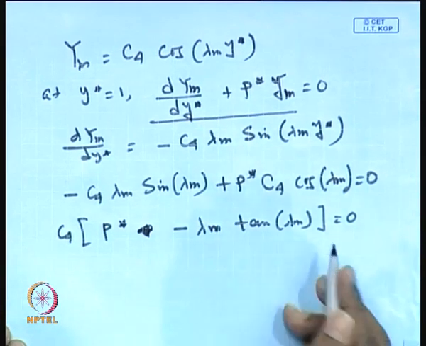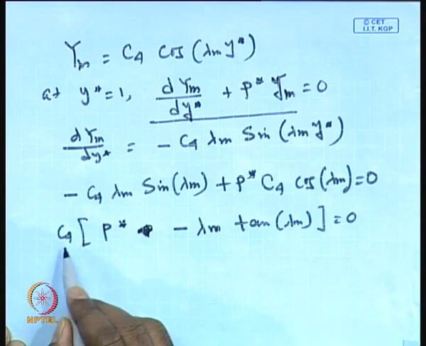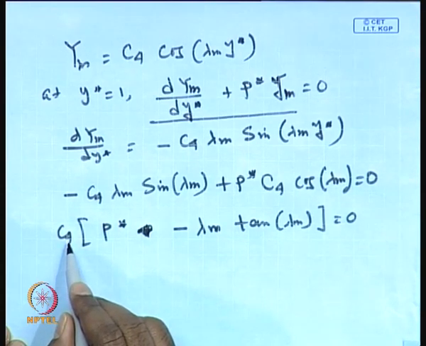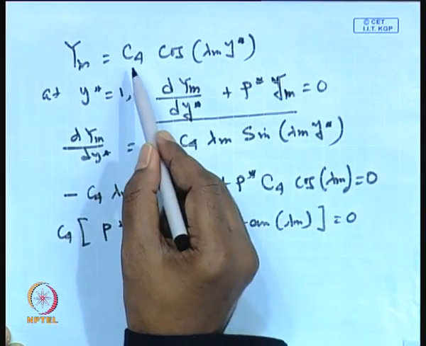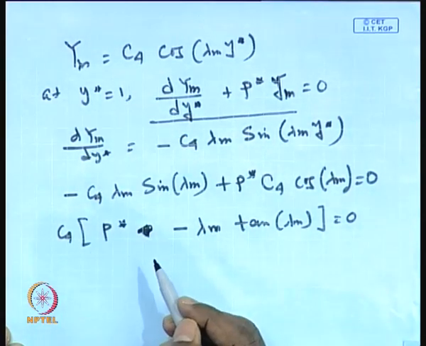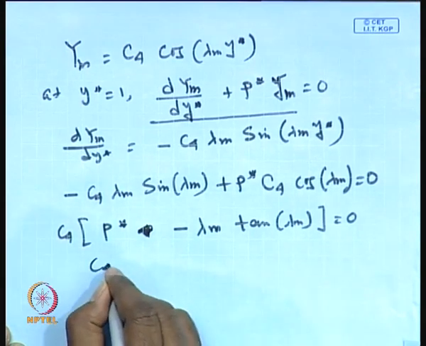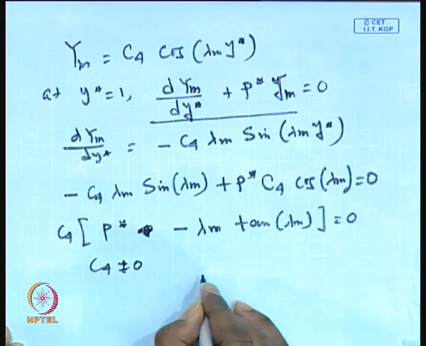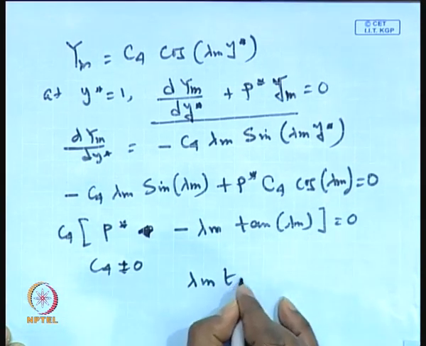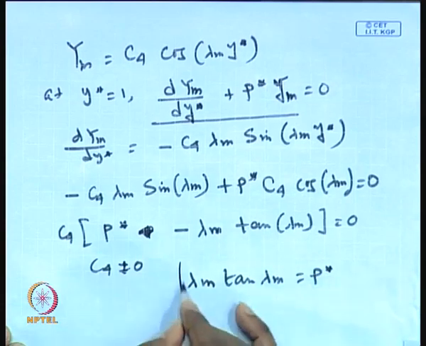I divide both sides by cosine lambda m. So, now there are two possibilities: either c 4 is equal to 0 or the whole term in the bracket will be equal to 0. If c 4 is equal to 0, you will be getting y m equal to 0. That means you are going to get a trivial solution, but you are not looking for it. So, c 4 cannot be equal to 0, that is ruled out. That means, what is equal to 0? You will be getting lambda m tan lambda m is equal to p star.